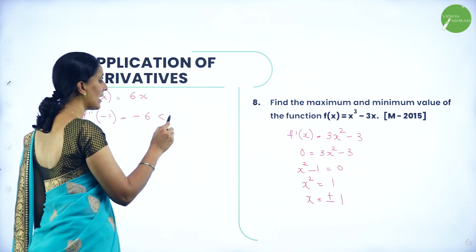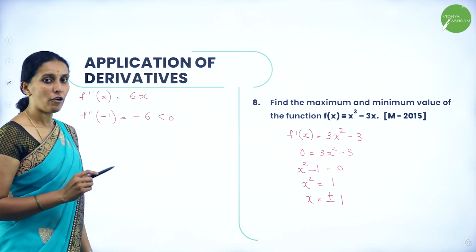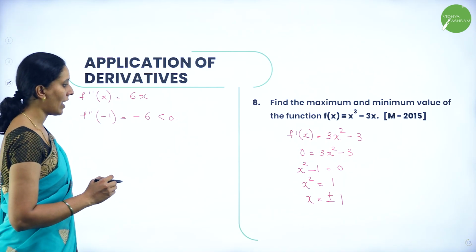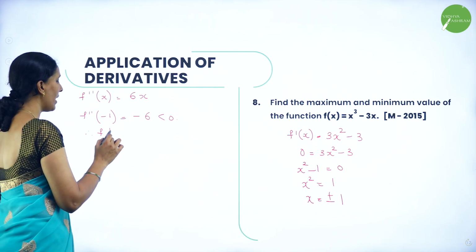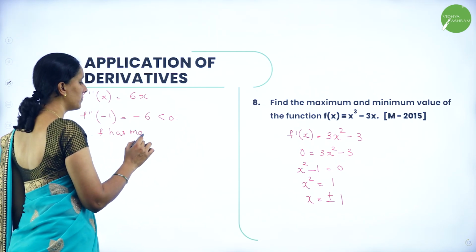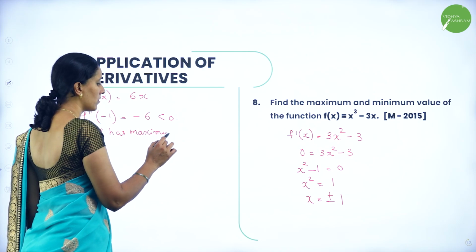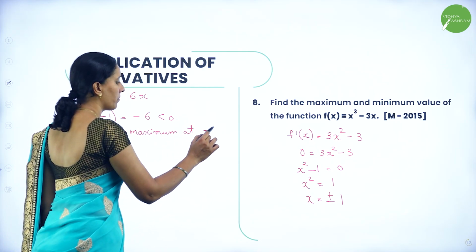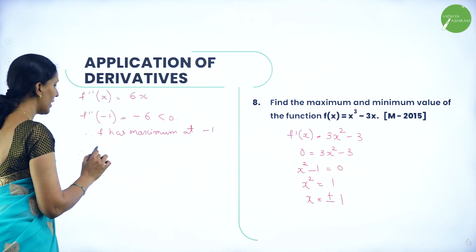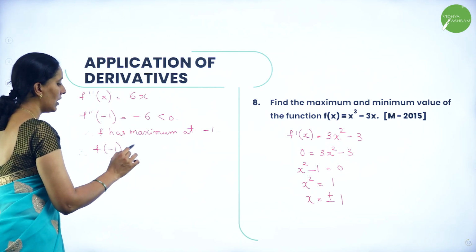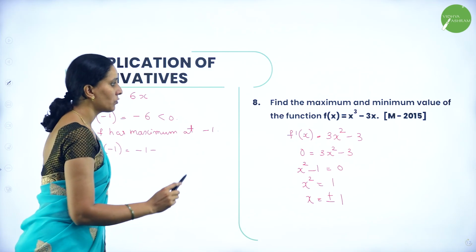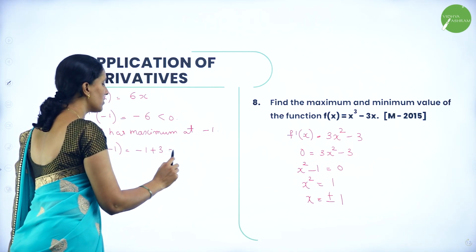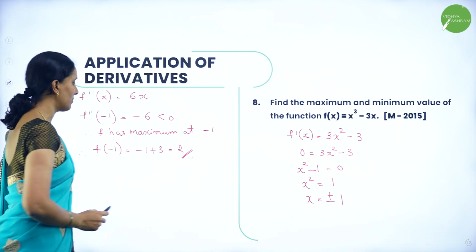So here it is less than 0. So therefore f of x has maximum value at minus 1. So therefore f of minus 1. So we have minus 1 whole cube, minus 1, minus 3 into minus 1 plus 3, which is equal to 2. So this is the maximum.